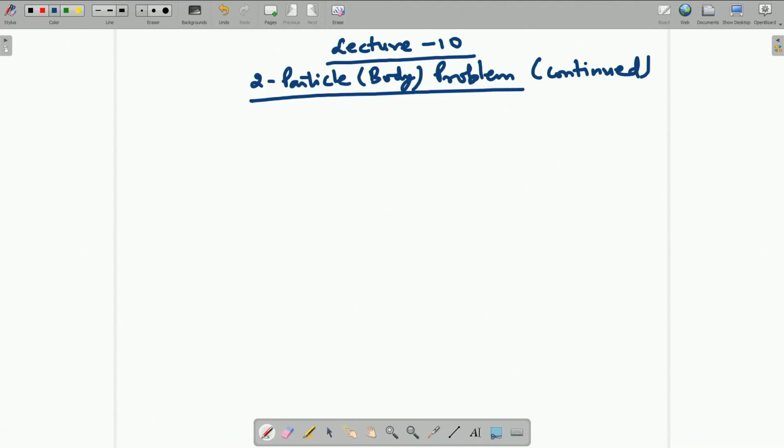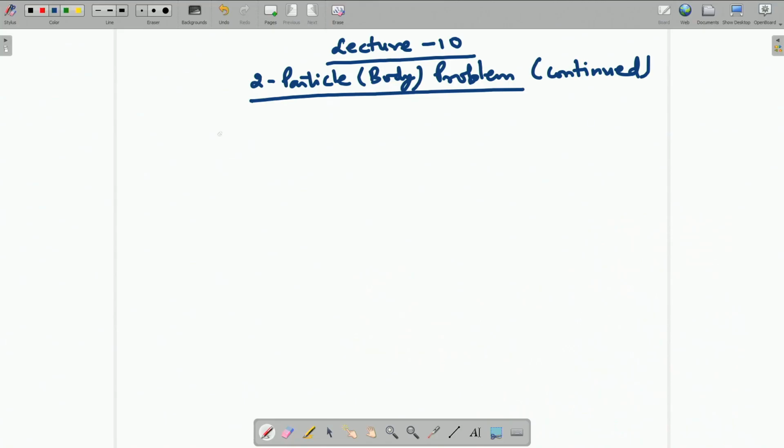Welcome to the 10th lecture. We have been discussing the two particle or two body system, so we will continue with that. Last time, if you remember, we were working one problem and then we discussed some theory also. We will discuss a few things related to that theory again before we take up the original subject.